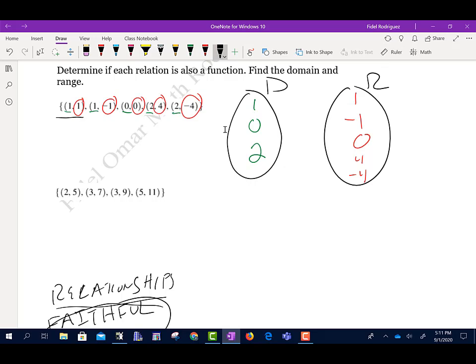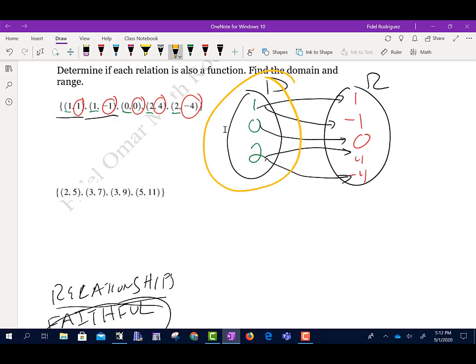Okay, so I'm going to look at the first point. 1 hooks up with 1. 1 hooks up with -1. 0 goes to 0. 2 goes to 4, 2 goes to -4. Remember what we said, in order for it to be a function, these people here have to be faithful. And you liar, you told me I was the only one. These are the ones that are cheating. So this here would not be a function, right? It's not a function because those two numbers were paired up with more than 1.